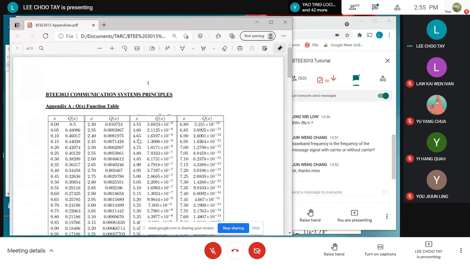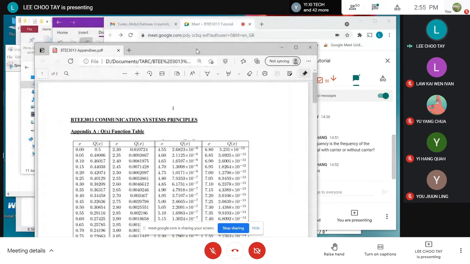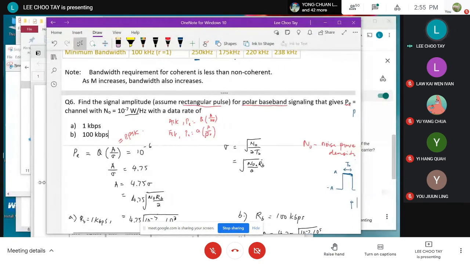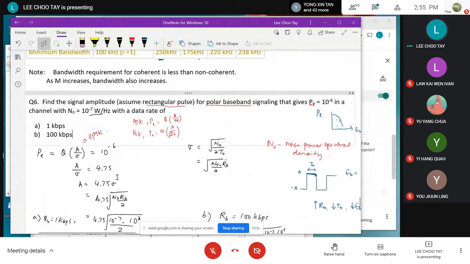So Q of A over sigma is 4.75, which means my A must be 4.75 sigma. How do I relate sigma to N naught? We can use this equation: sigma equals the root of N naught over 2 TB. TB is your bit duration, so 1 over TB is your RB.